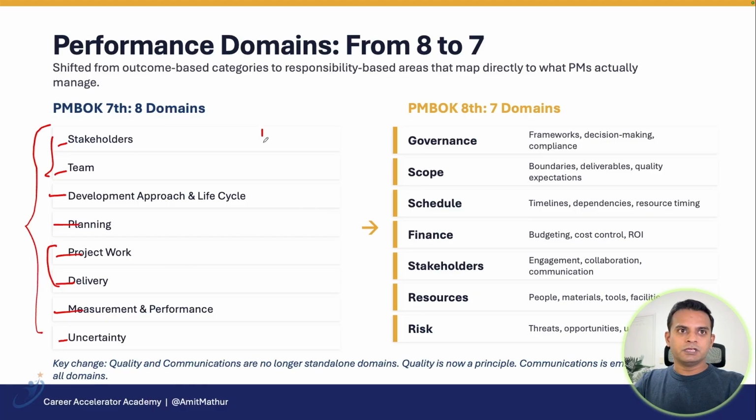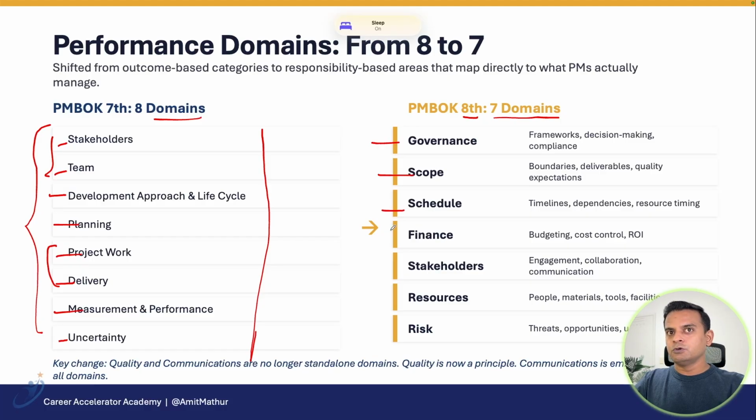So when you study it, it feels a little confusing on all the activities, like what exactly you need to do when you focus on these domains. In the 8th edition, it looks a little clearer. So you have governance, you have scope, you have schedule, you have finance, which is like scope, time and cost, the 3 pillars of any project. Then you have stakeholders, then you have resources, and you have risk. Pretty clear, right?